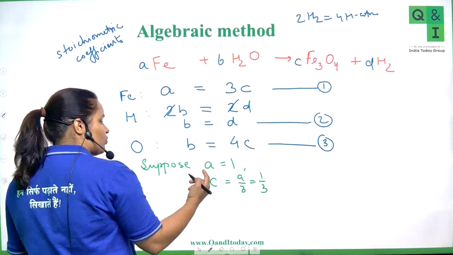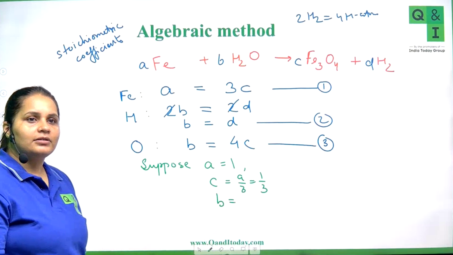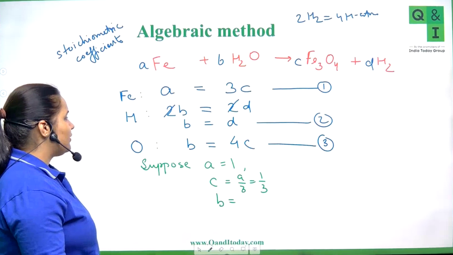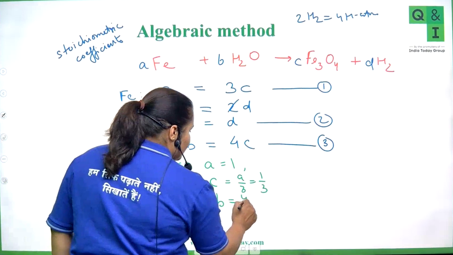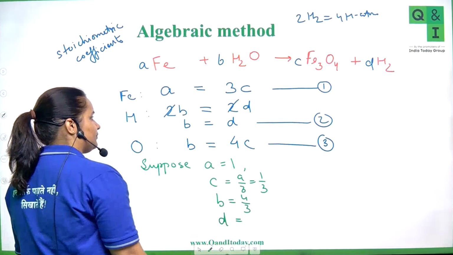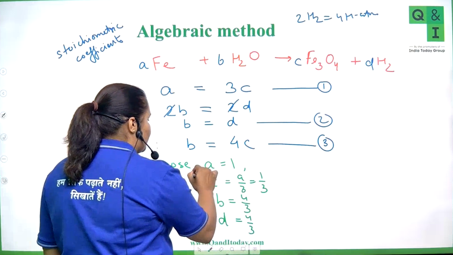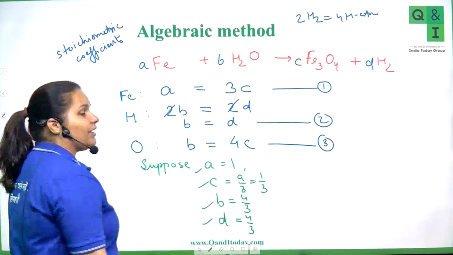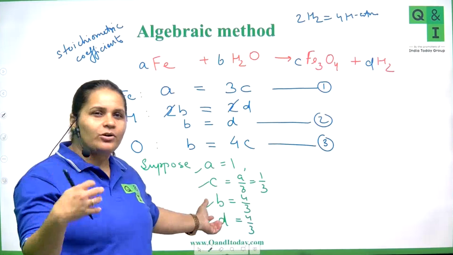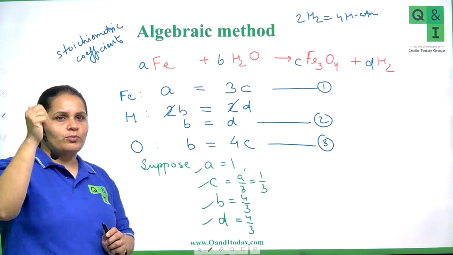If C is 1/3, what should be the value of B according to equation 3? 4 by 3. And then what should be the value for D? 4 by 3. So we got values for each of A, C, B, and D. Anyone who didn't understand where we got these values of B or C, please do ask me right now. And if it's clear to everyone, show me thumbs up.